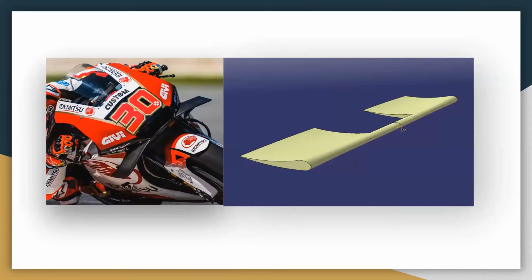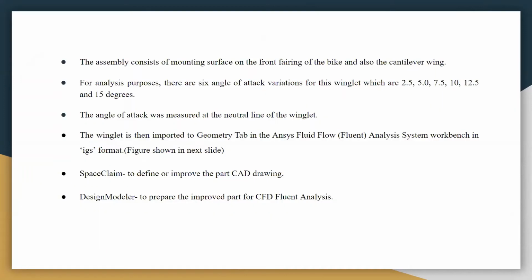Okay, next slide please. As you can see in the slide is the LCR Honda Idemitsu bike and also the CAD drawing of our winglet design. Okay, next slide. Now, the assembly of the CAD drawing of the winglet consists of a mounting surface for the front fairing of the bike, and also the cantilever wing on the right and left side.